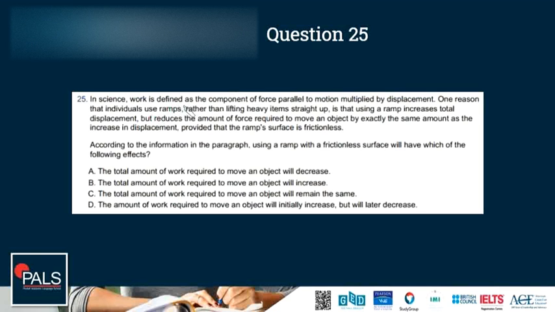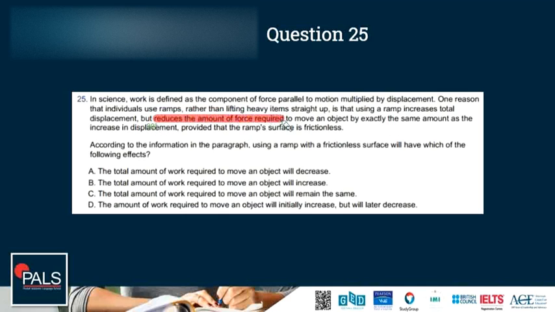In science, work is defined as the component of force parallel to motion multiplied by displacement. One reason that individuals use ramps rather than lifting heavy items straight up is that using a ramp increases total displacement but reduces the amount of force required to move an object by exactly the same amount as the increase in displacement, provided that the ramp's surface is frictionless. According to the information in the paragraph, using a ramp with a frictionless surface will have which of the following effects? Again, what does the paragraph tell us?